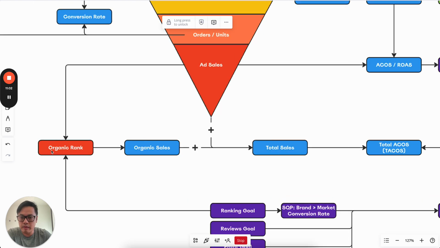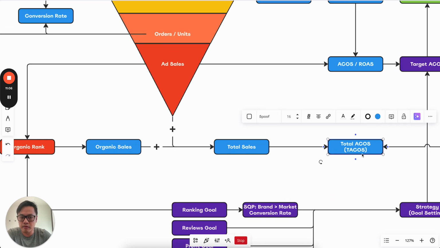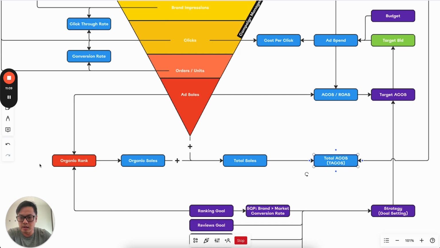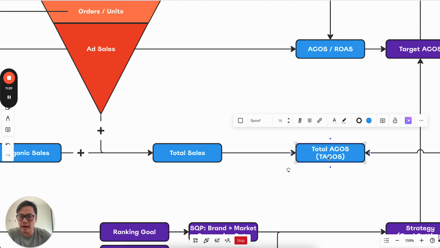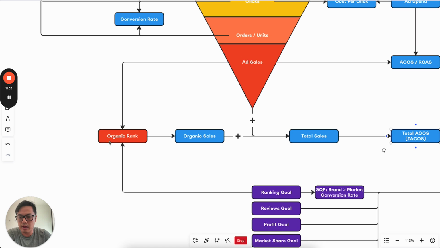But then on top of that, you have organic rank. So when you're trying to improve TACoS, there are many ways to do it. You can either improve your organic rank, or you can improve your ad side. Generally, there are too many factors when you're dealing with TACoS, so I would rather look at your individual ACoS to maximize performance on your ad side, and then look at a KPI that's related to organic rank.